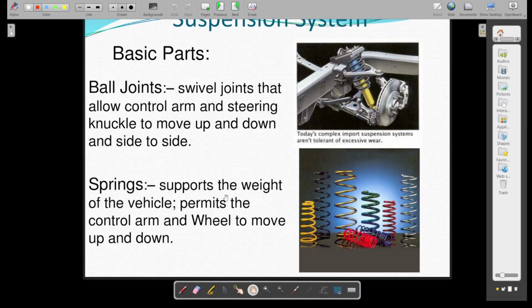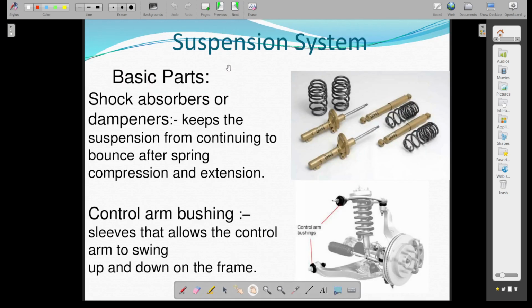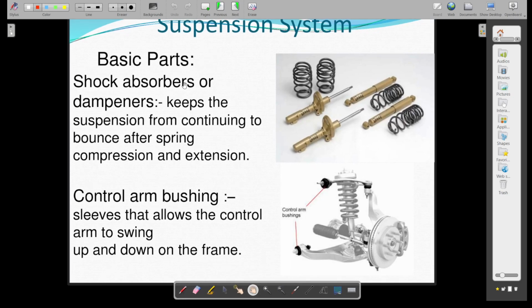The springs support the weight of the vehicle. These are the basic parts. The shock absorbers are also called dampeners. We want to avoid oscillation. If we use only springs, there would be oscillation, so that oscillation is stopped using the shock absorber. Then you have control arm bushings, which allow the control arm to swing up and down on the frame. So this can move from here.